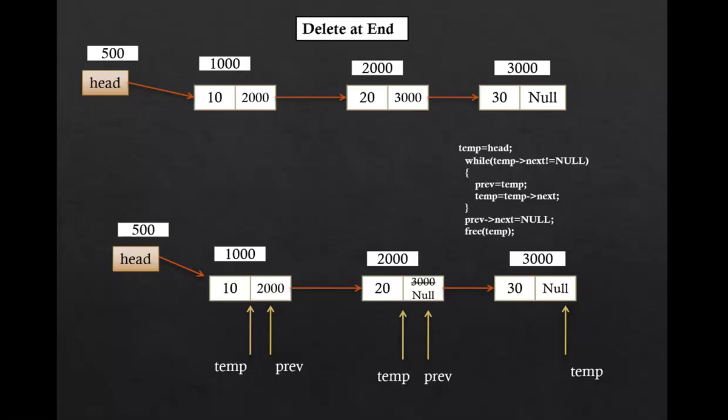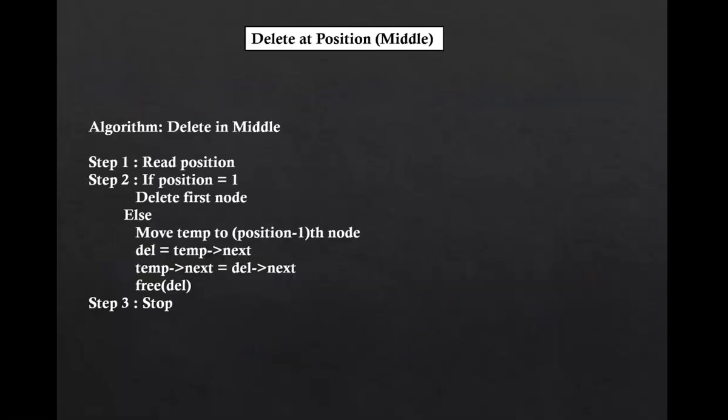Previous is equal to temp and temp points to the next node. So 20's address was 3000. Now what happens? Previous arrow operator next is equal to null, which means that 3000 will be made null and you will free temp. Now node 30 is deleted. So this is deletion at the end.